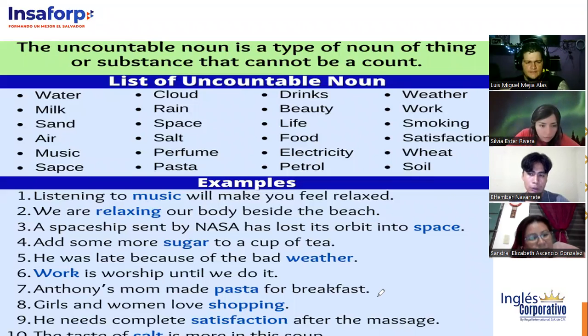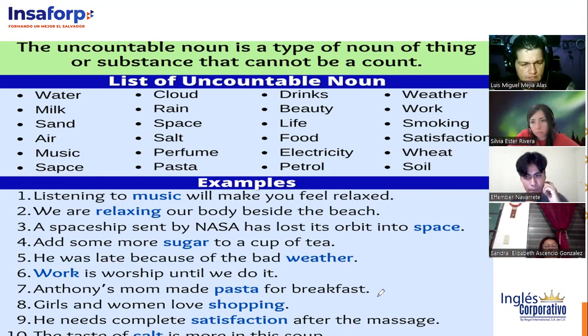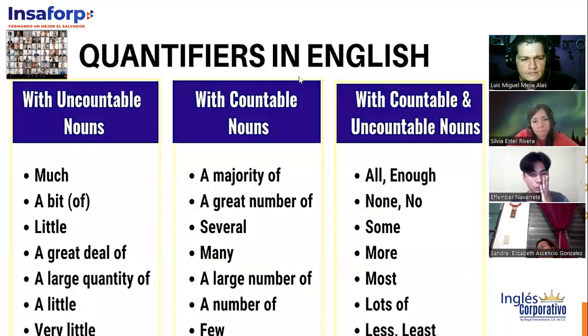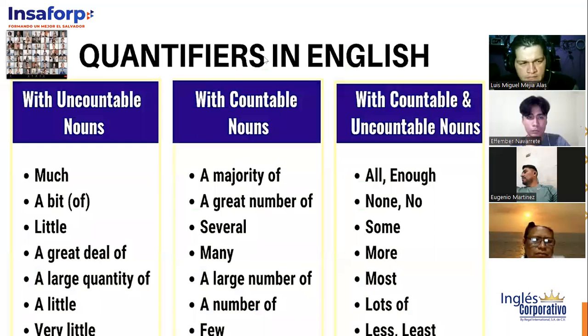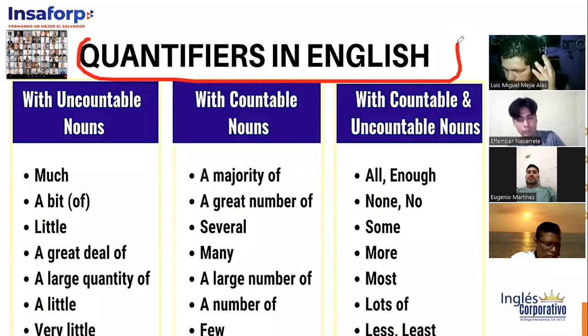Okay, now guys, the question for you: do you have any question related to countable and uncountables? Not right now, okay. So after checking the examples of countable and uncountables, I want you to see the main topic. And the main topic is quantifiers. What are the quantifiers that we have in English? And when do we use quantifiers?